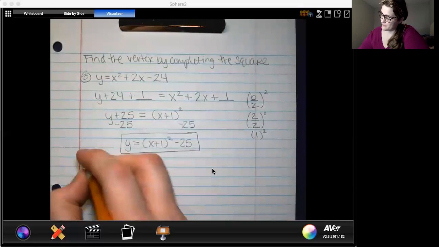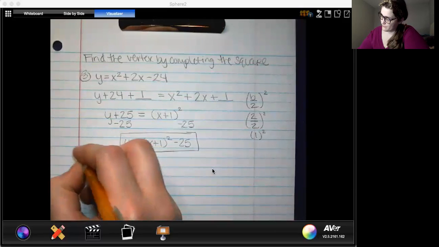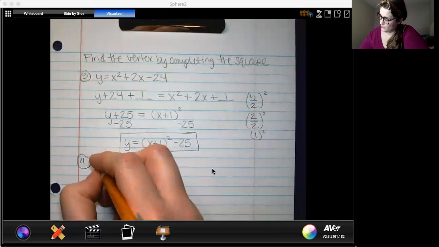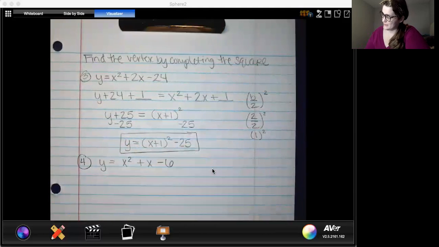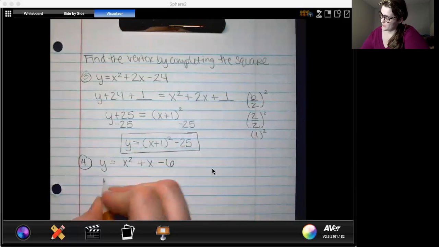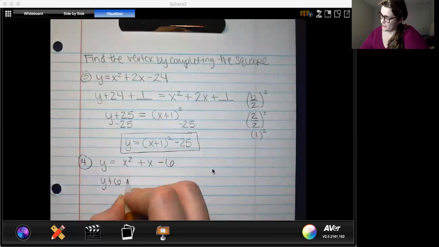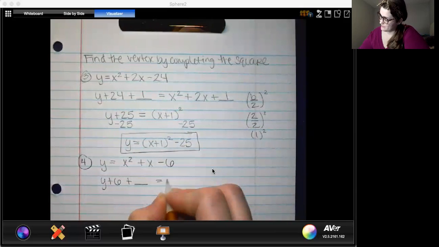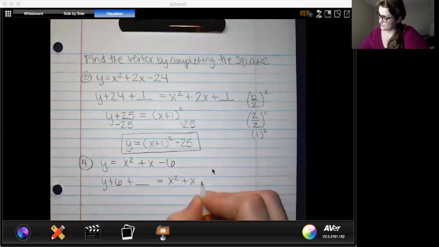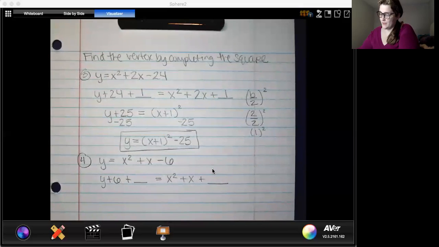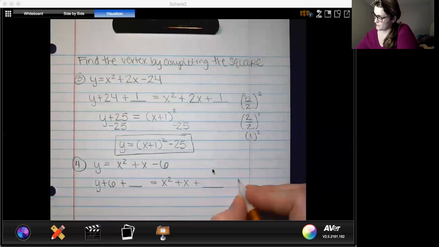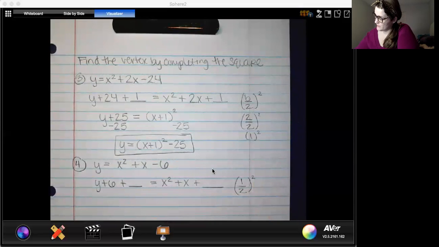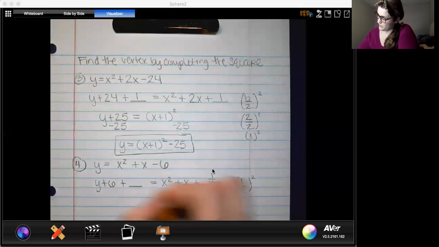Let's try the next one. Y equals x squared plus x minus 6. So again, first thing I do is move my constant to y and add in a blank. And then we complete our b divided by 2. So it'd be 1 divided by 2 quantity squared, which would equal 1/4.